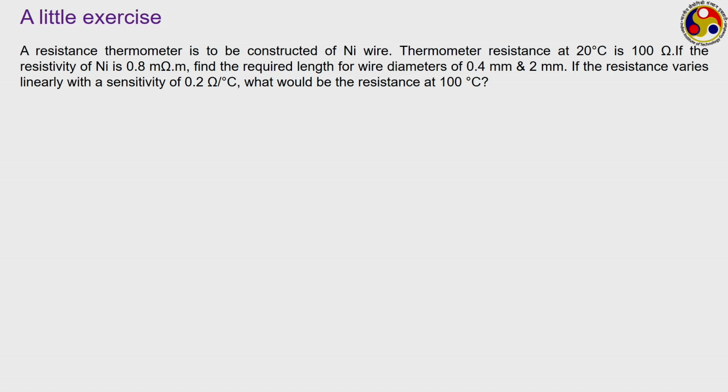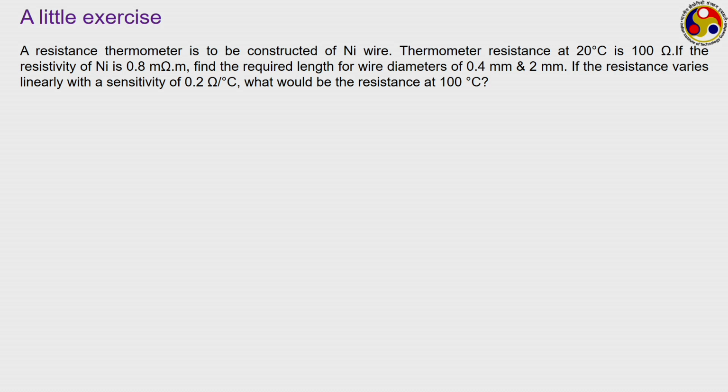If the resistivity of nickel is 0.8 milliohm per meter, please be careful about the way I have written this. Here there are 2 m's on either side of the ohm symbol. The first one refers to milli, so that is just a prefix to ohm, whereas the second one is meter. There is a dot in between, so be careful the way we are writing this. So it is 0.1 milliohm per meter or milliohm into meter, and we have to find the required length for wire diameters of 0.4 millimeter and 2 millimeter. Then there is a second part, I shall be coming back to that shortly. So we have a resistance thermometer, basically an RTD made of nickel.